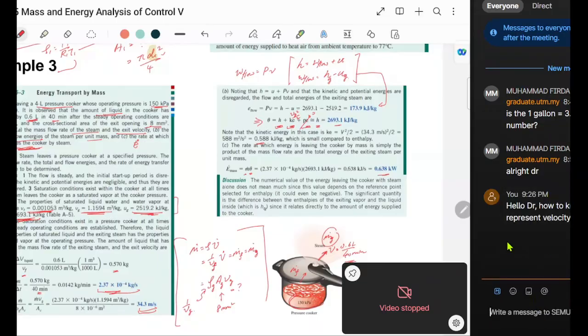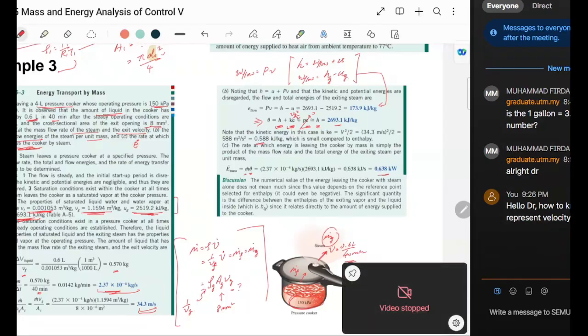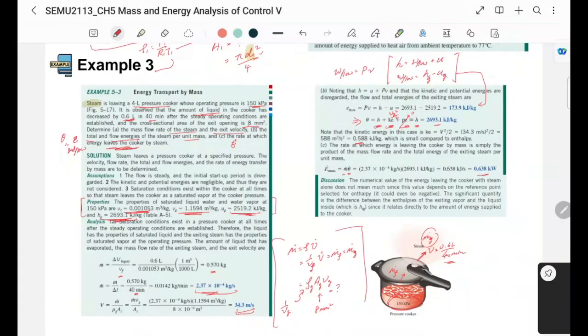Right then. How do we know V represents velocity and volume? That's a very good question.